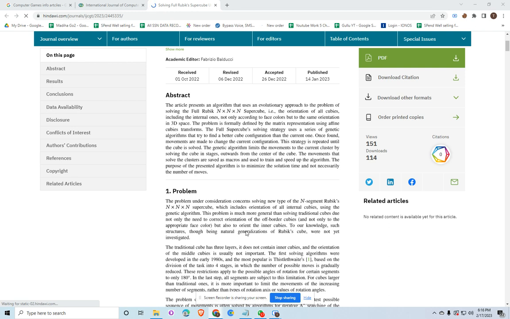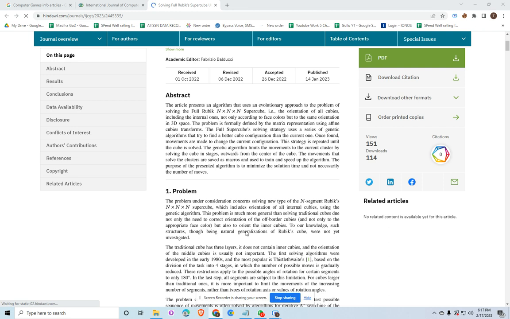To our knowledge, such structures, being natural generalizations of the Rubik's cube, have not yet been investigated. The traditional cube has been well studied. It does not contain inner cubes and the orientation of the middle cubes is usually not important.